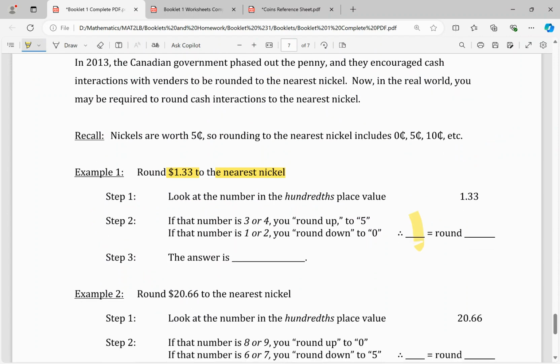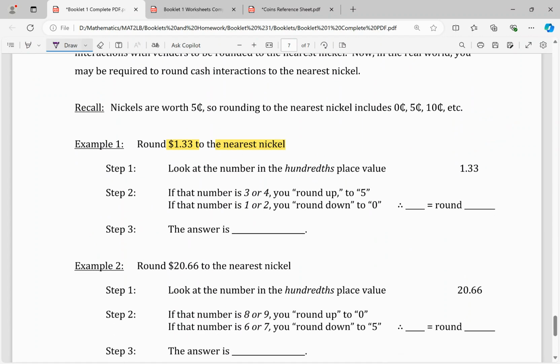Now, let's fill in this note and hopefully get some more practice. Recall that nickels are worth 5 cents. So rounding to the nearest nickel means that it could end in 0 cents, 5 cents, 10 cents, etc.